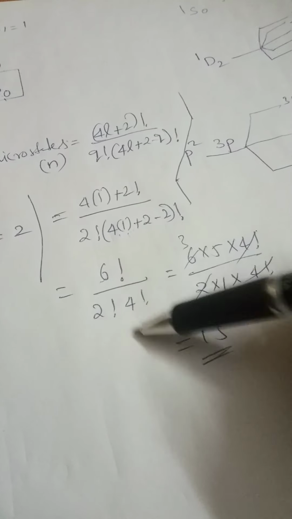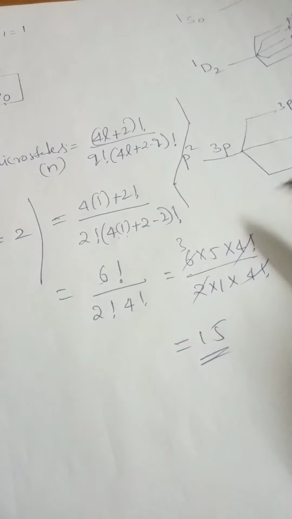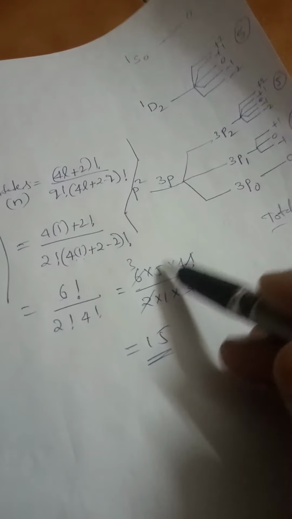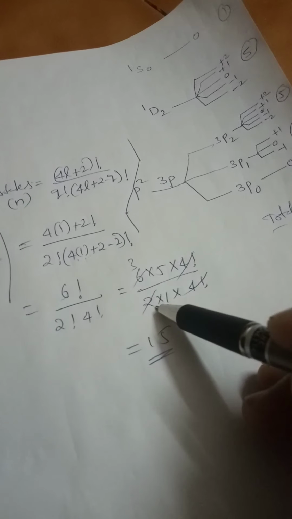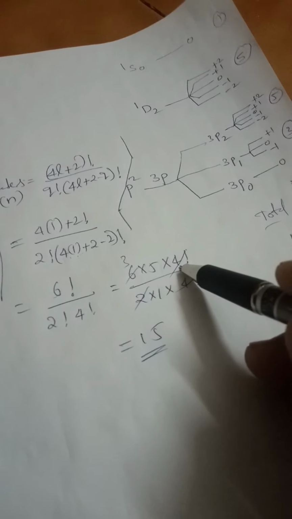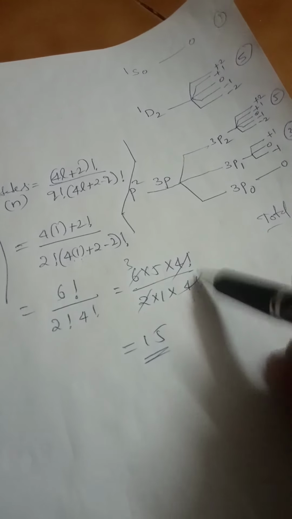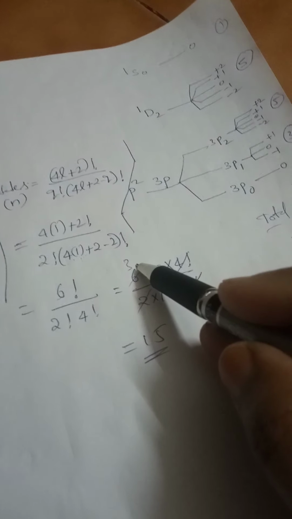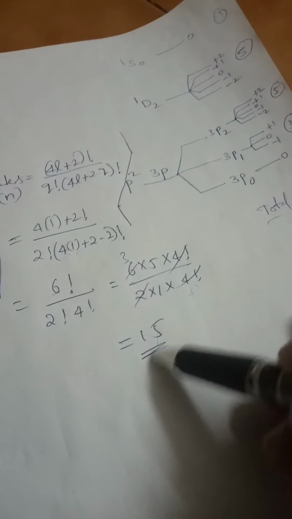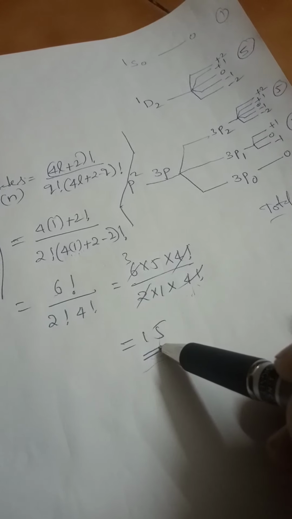We don't need to write all the factorials. Simply write 6 into 5 into 4 factorial by 2 into 4 factorial. The 4 factorial in the denominator is cancelled. 2 times 3 is 6, so 3 times 5 is 15. So we get 15 microstates from the formula.